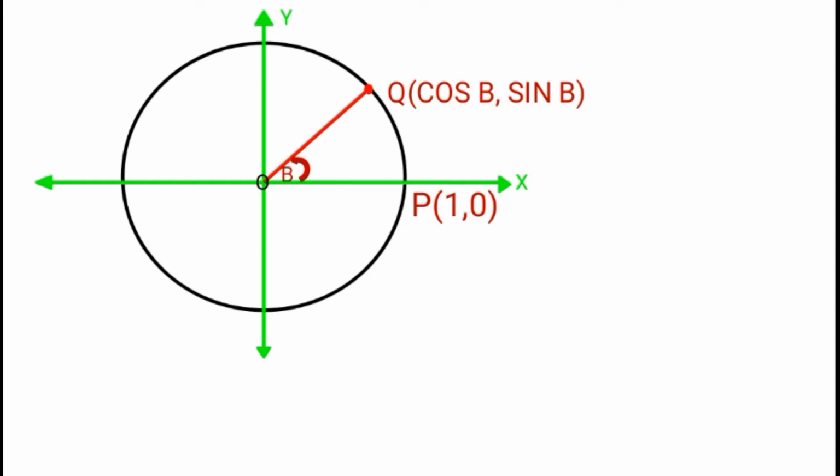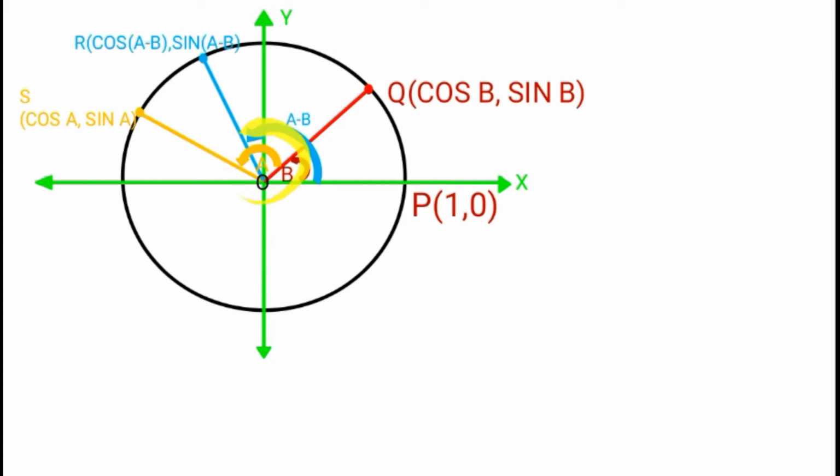So now we are going to put on a second angle. We are going to call this angle A. And that's going to give us a point on the unit circle that we're going to call point S. And it has ordered pair cosine A, sine A. Again, from the definition of the trig functions.